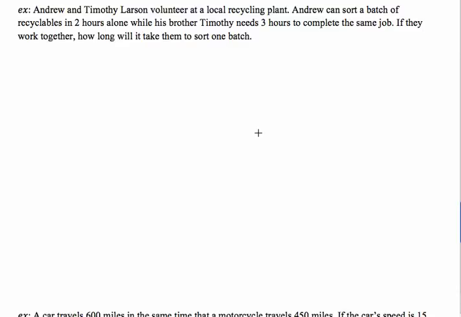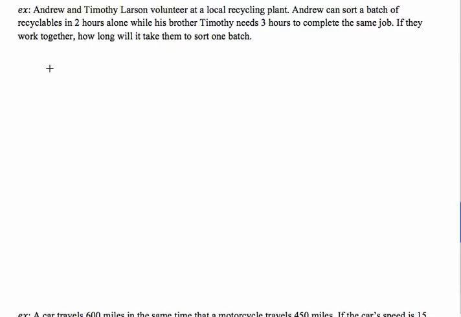Okay, now problems like this I wouldn't expect you to necessarily be able to solve without seeing an example, because this is a fairly difficult one to read through and understand how to set up. But once you see it, it should make enough sense that you can do other problems that are similar to this on your own. Okay, so what we're looking for is how long will it take them to sort one batch?